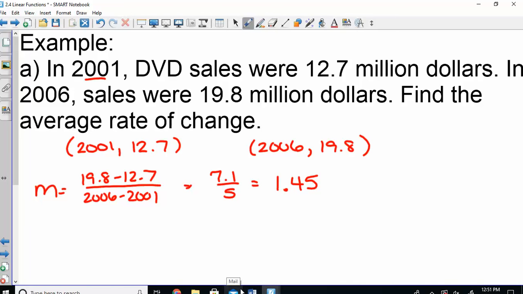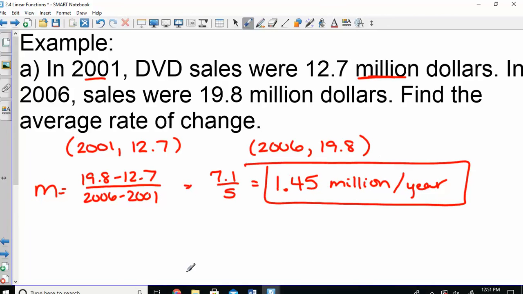What if I wanted to put units on that? What would my units be? Slope is a rate of change. If you think about the top was the y, my y is the 19.8 and the 12.7, those were measured in million. Per, for the division sign, the bottom, 2006 and 2001, those were years. It's a positive, so it's saying that the sales went up 1.45 million per year.